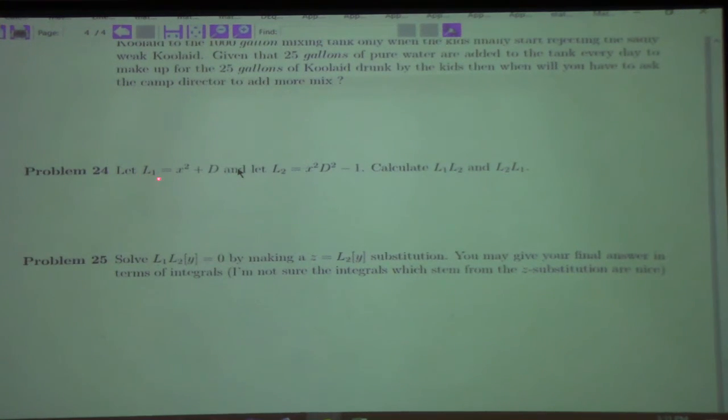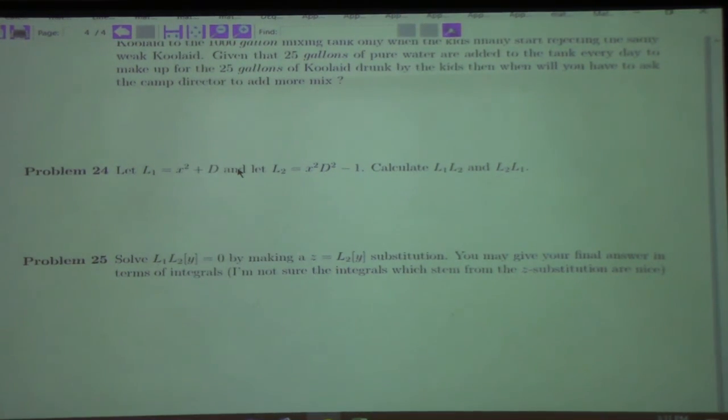here is your token operator question, x squared plus d, x squared d squared minus 1. I want you to calculate L1, L2 versus L2, L1. See how they're different. And then I want you to solve L1, L2, y equal to 0 by making a z equals L2 y substitution. If you do that, right, if you put z equals L2 y, what does this become? This becomes L1 of z equal to 0. So if you look at what L1 is up here, you're solving x squared times z plus dz dt, I suppose. I didn't tell you what the d is, did I? Let's make this d. What do you want to make it? Oh, actually, it's implicit here, isn't it? It's d/dx. I'm an idiot. So d/dx. So if you follow this, you can solve it.